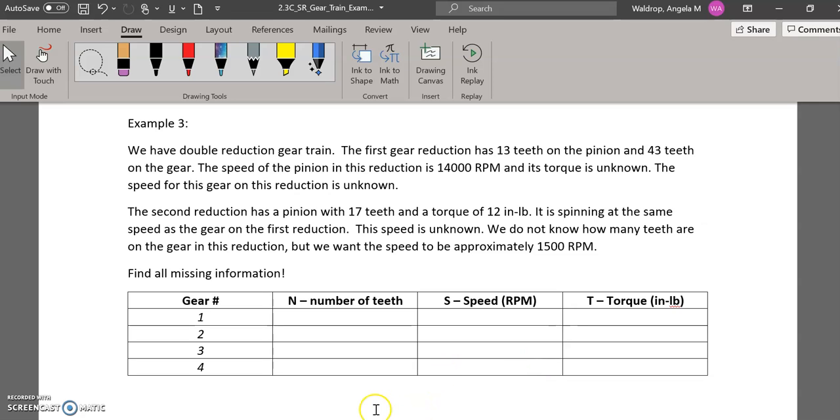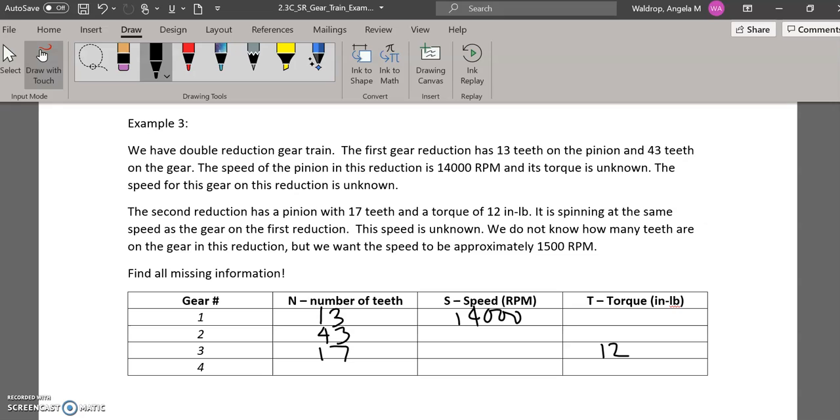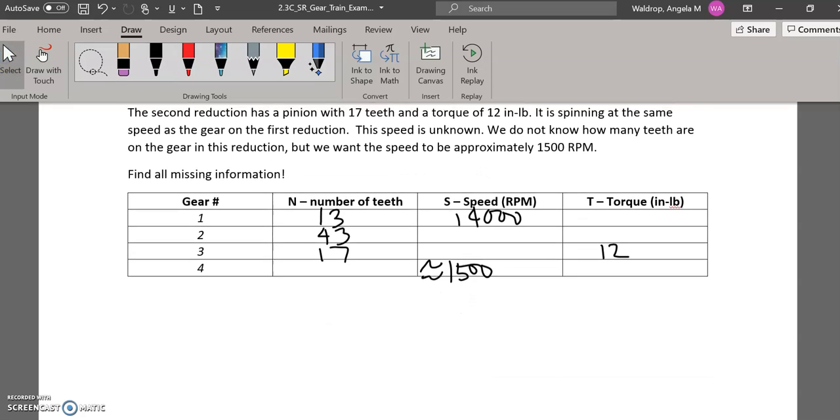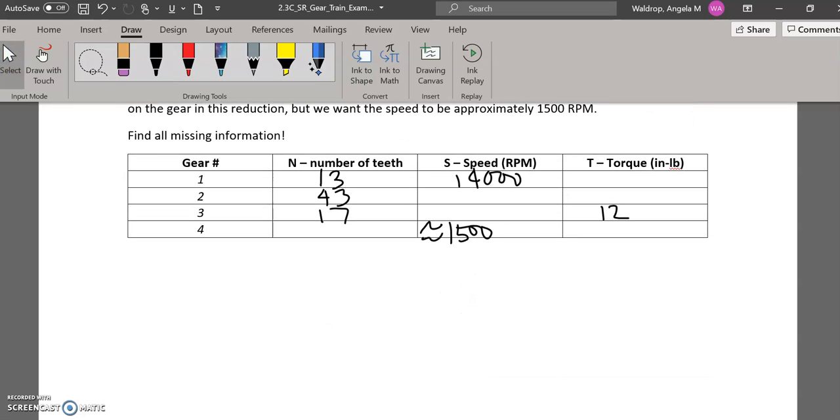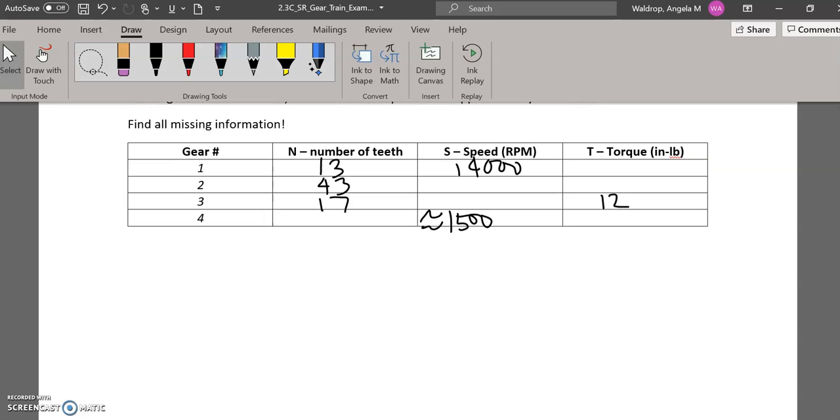So I'll fill in the information that I have to start with, and that is going to be 13 here. I know I'll have 43 here, and I've got 14,000 here. I also have 17 there, and I know I have 12 over here. Those other values I don't have. Now I know that I want it to be approximately 1500 there. So those blank values are missing. Okay, so we're going to go ahead and start our calculations below. We have a lot of calculations to get done.